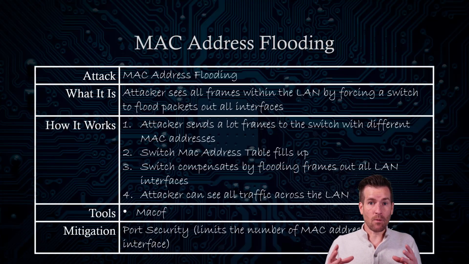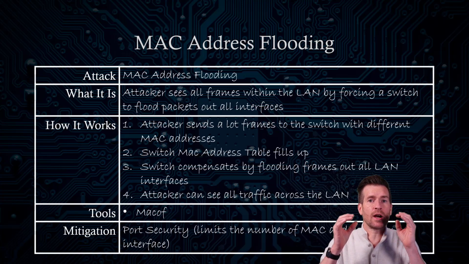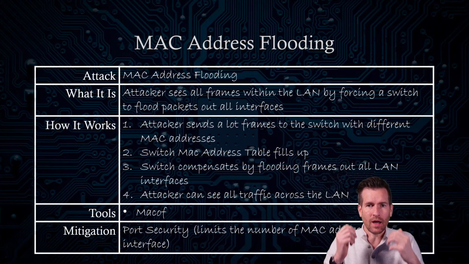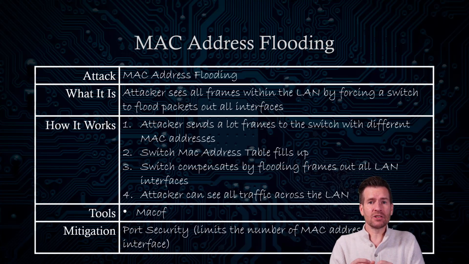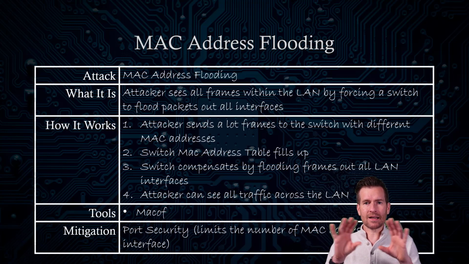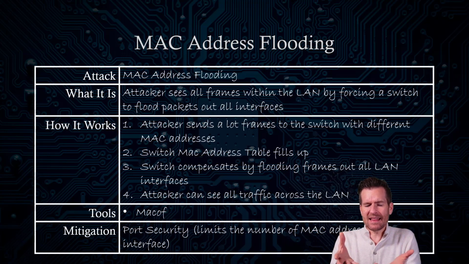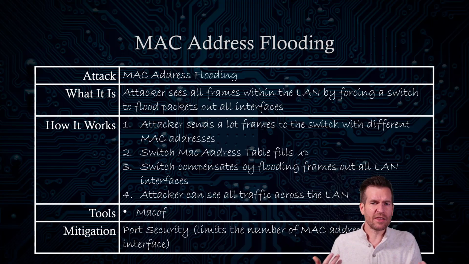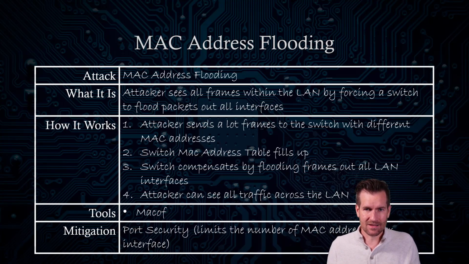The first attack that we'll go over is MAC address flooding. An attacker is going to try to turn a switch into a hub. That is, the attacker is going to try to make the switch flood out packets out of all of its ports. We'll talk about how that happens, but essentially then the attacker can read all of the traffic that's coming across that switch.